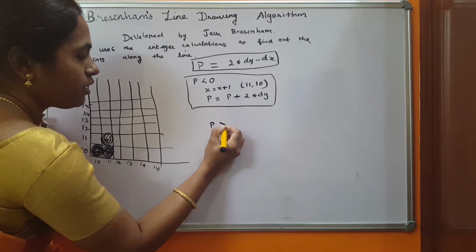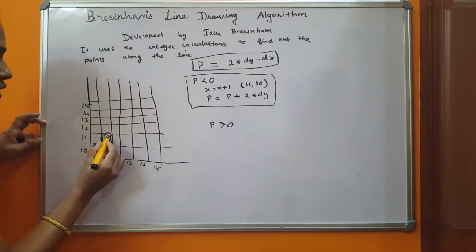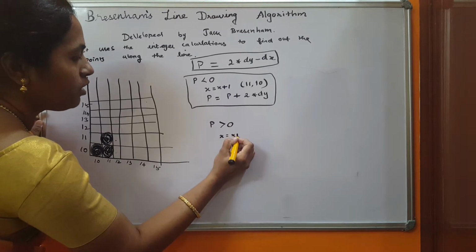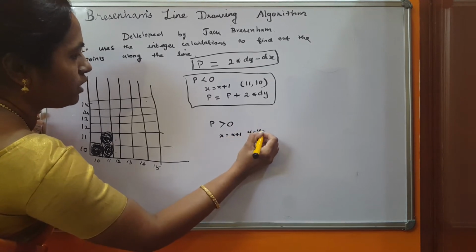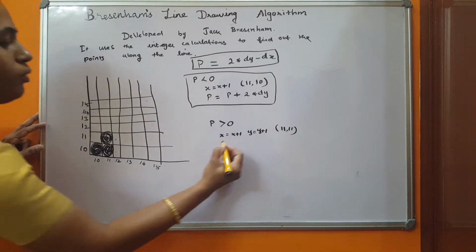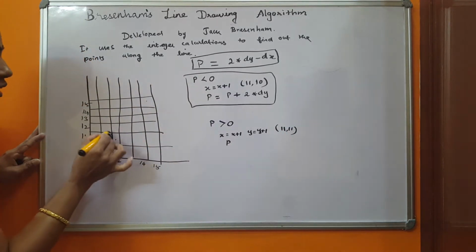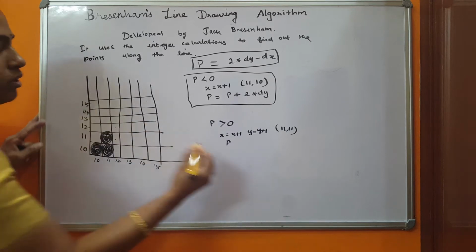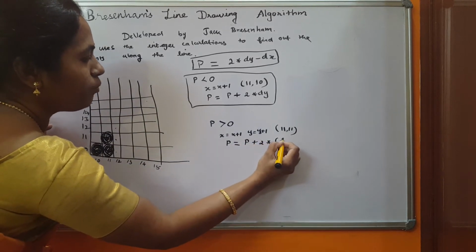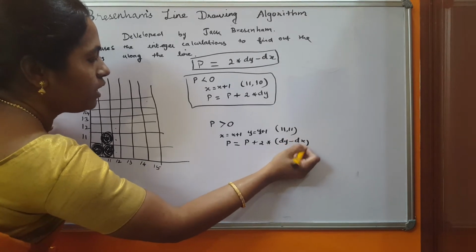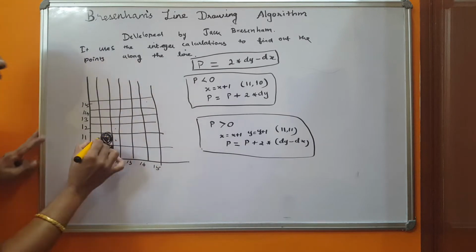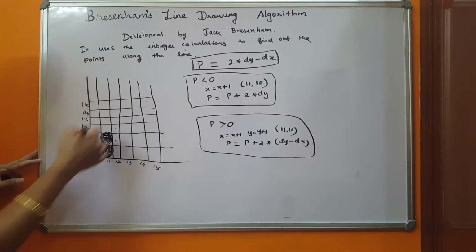Suppose P greater than 0. This point is plotted. So x is incremented, y is incremented. So next point is 11, 11. New P value is to find the next point, this one or this one. P equal to P plus 2 asterisk dy minus dx. This decision parameter is used to find all the points along the line in this algorithm.